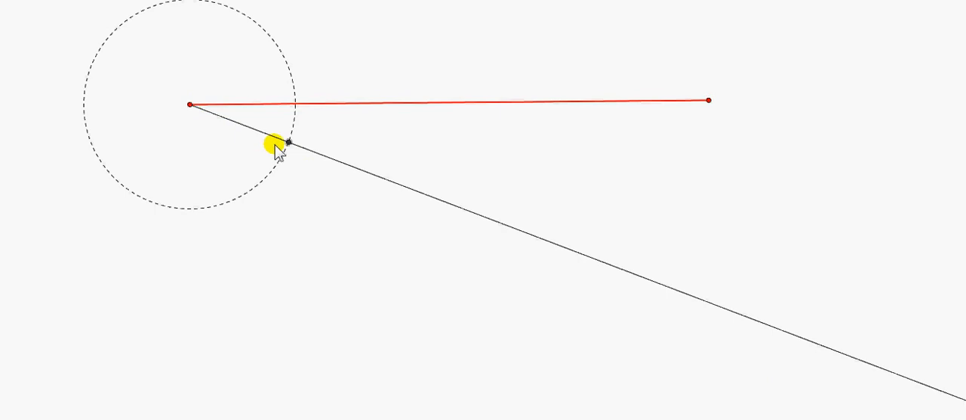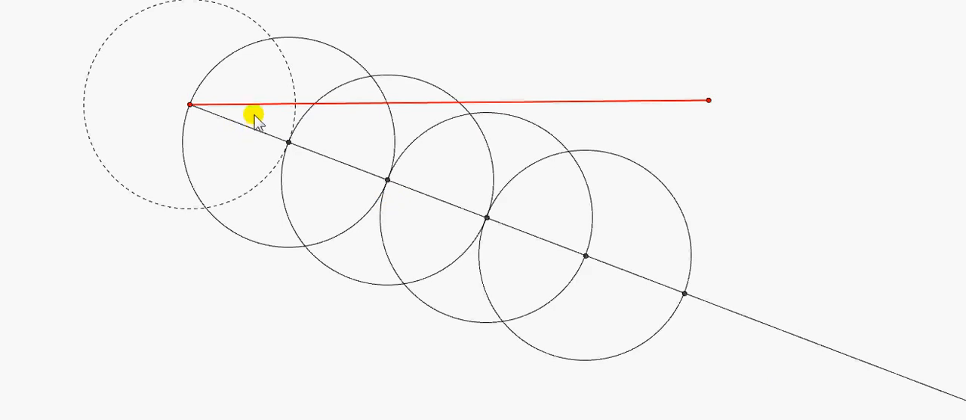Next, we mark off line segments of length equal to the radius of this circle down along this line. We want 5 of them. So here's one of them. So now we have 5 equal line segments. So this segment equals this segment here, which in turn equals this one, and this one, and this one. The segments are equal to the radius of this circle.